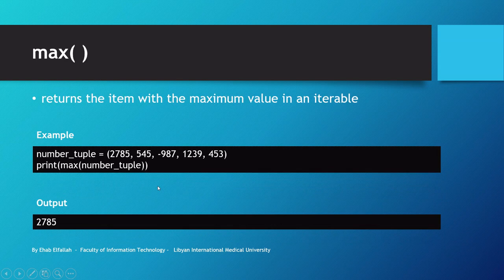Another function is called max. Max also receives a tuple or a list, and it will return the maximum value of this list. So here we have a tuple that contains several values, and the maximum value of this is 2785. The min function is the opposite of max. It will return the minimum value.